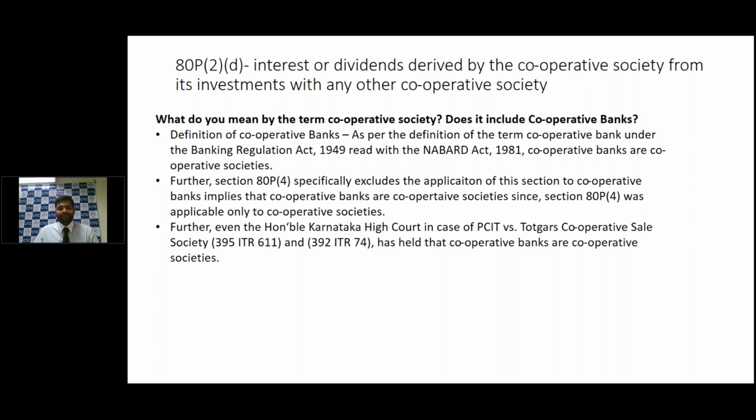Further, section 80P(4) specifically excludes application of this section to cooperative banks. This implies that cooperative banks are cooperative societies, since 80P(4) is only applicable to cooperative societies. Specific exclusion under section 80P(4) of cooperative banks from a deduction under section 80P means cooperative banks are cooperative societies. Even otherwise, the Karnataka High Court in the case of Totagar Cooperative Society, in both judgments, 395 ITR and 392 ITR, has held that cooperative banks are cooperative societies.